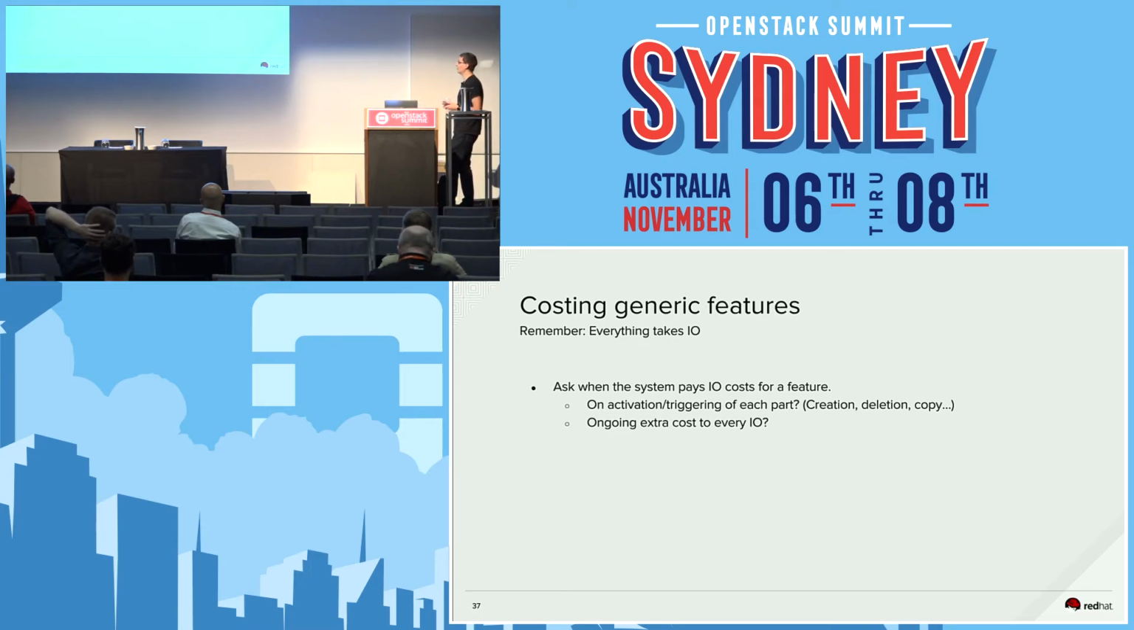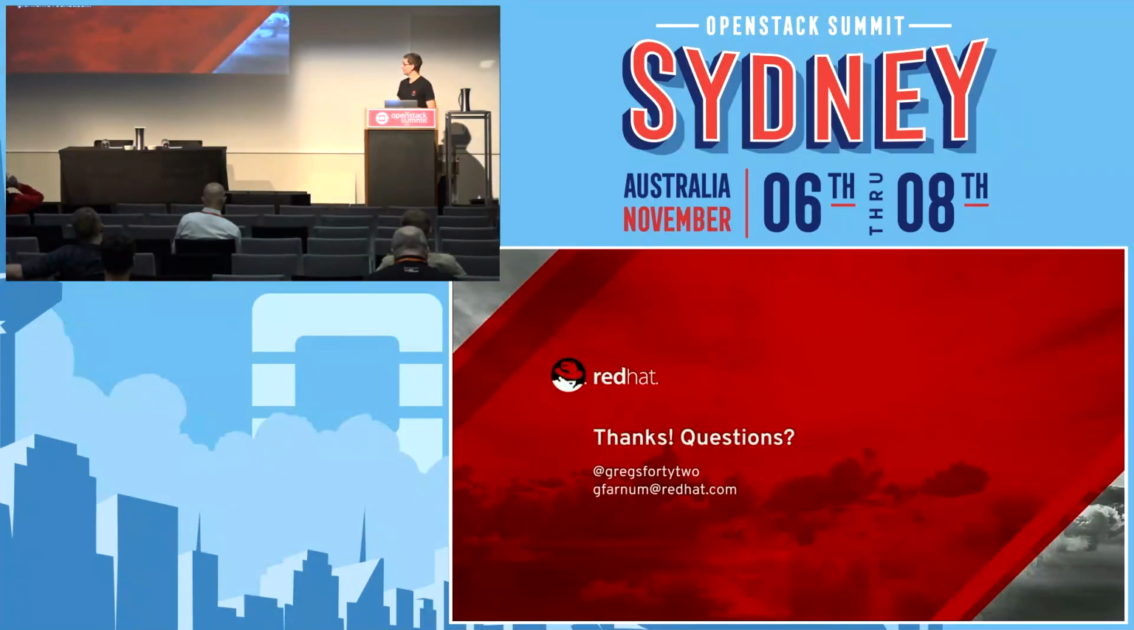Okay, so those are some specific examples of features, but you can do this generically. Basically, everything takes I/O, and so when you get told about a cool new feature, you've got to remember to ask the vendor, hey, what is the I/O cost of this? When do I pay it? Does it happen when I take a snapshot? Does it happen on every write after I do the snapshot? Does it happen when I delete the snapshot? And you can apply that framework to any feature in a storage system.